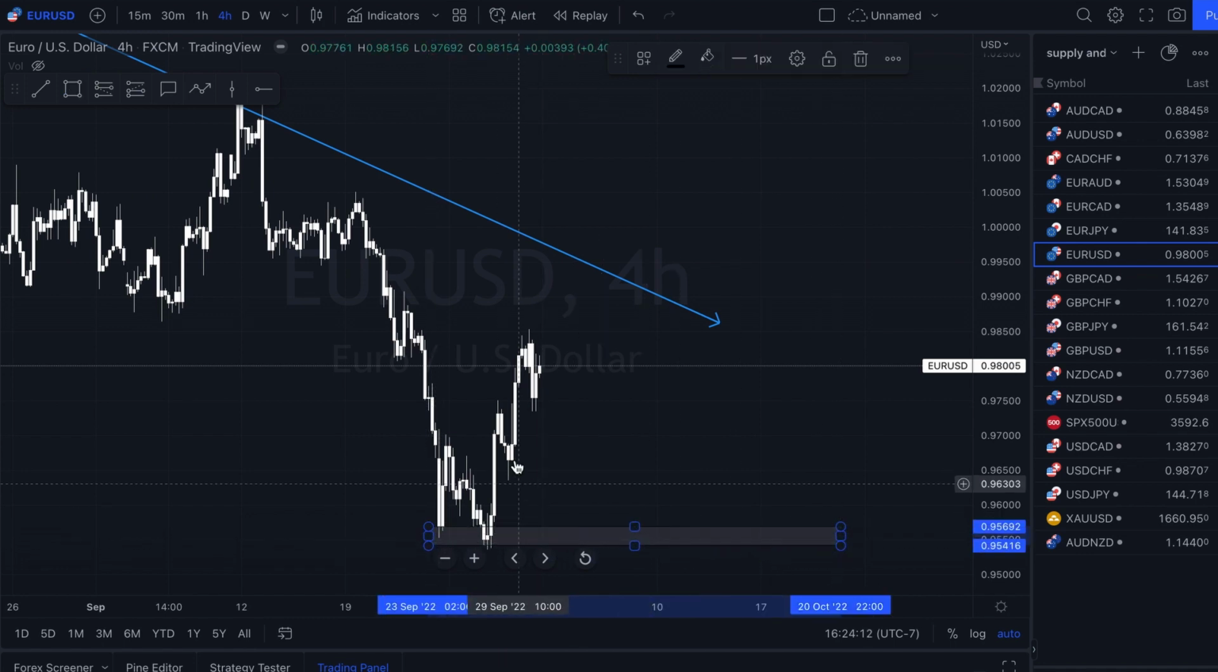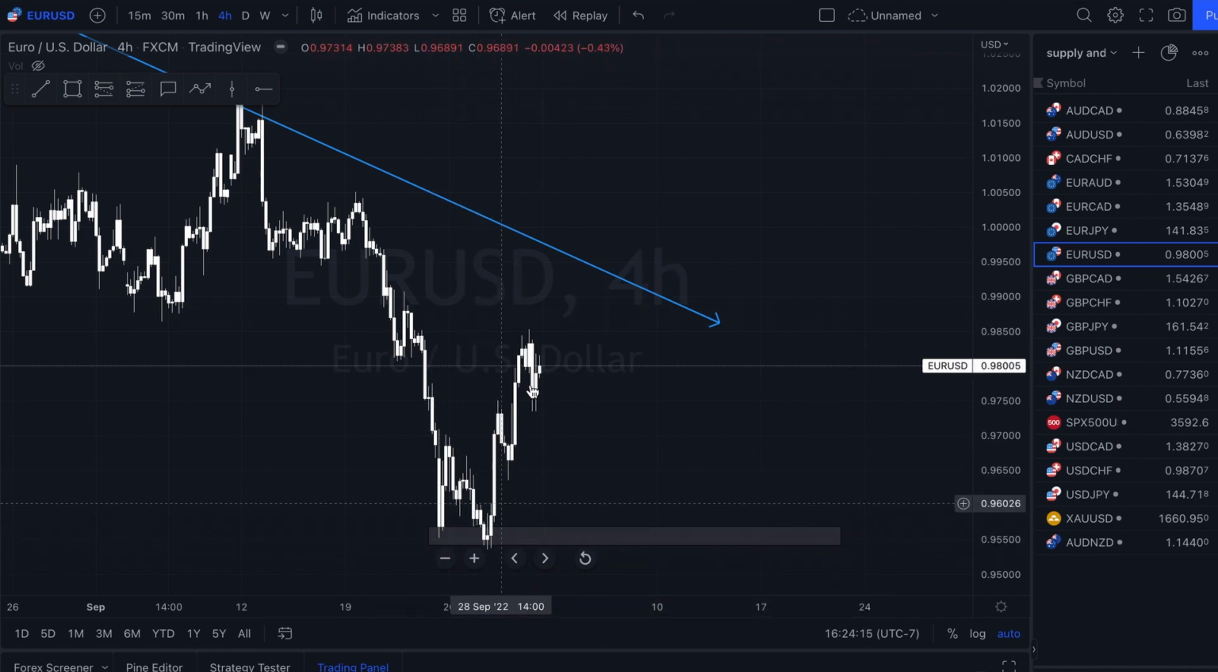Now, why did I draw it down here and not right here? This is the most obvious. It literally bounced away from this level. So we want to draw this one.